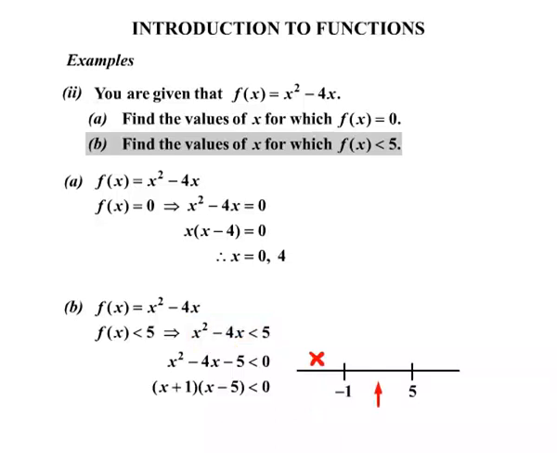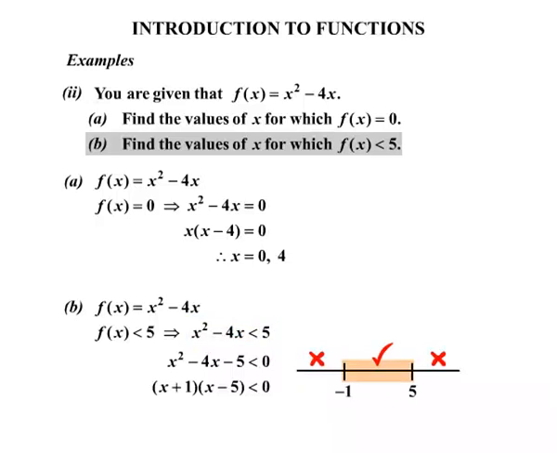Now what about a number between minus 1 and 5? Well, the easiest number of course is 0. So let's just substitute x equals 0 there. We end up getting 0 is less than 5, and that's true. Pick a number on this side, let's say 10. We substitute 10 in, we get 10 squared, that's 100, minus 4 tens are 40. 100 minus 40, that's 60. So is 60 less than 5? Well, no, it's not. So it's false on that side as well.